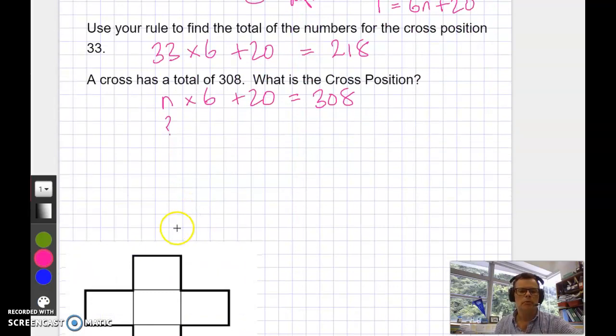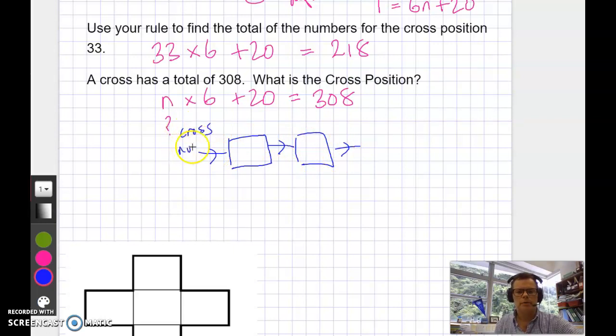So what I want is, I've got this rule that if I go with the cross number n, so the cross number, if I multiply by 6 and add 20, I get the total.